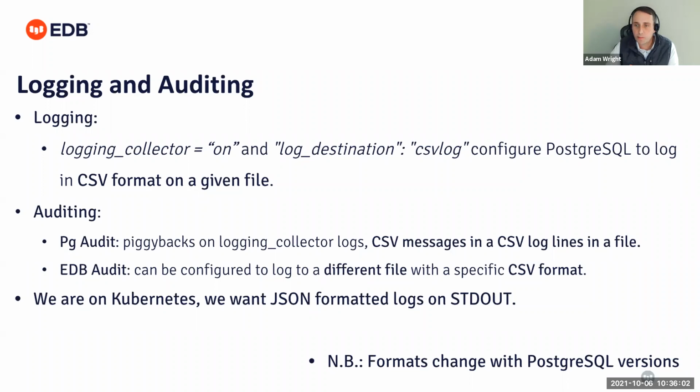This extends beyond just standard Postgres. pgAudit is something we deploy with Cloud Native Postgres. You can turn that on declaratively in your custom resource, and then that is in the standard logging collector. EDB Audit typically goes to CSV, and we convert that to JSON. So everything is automatically formatted as JSON and sent to standard out.